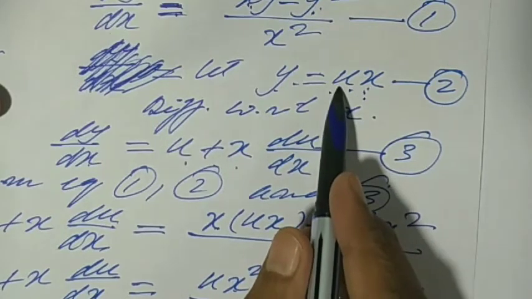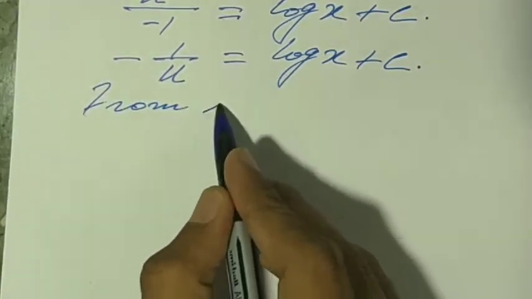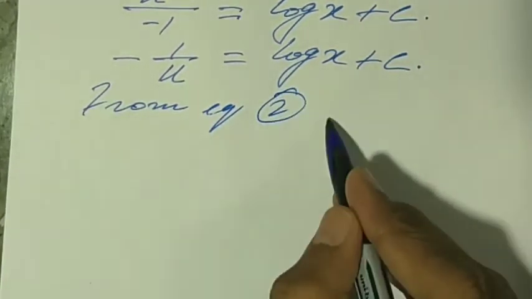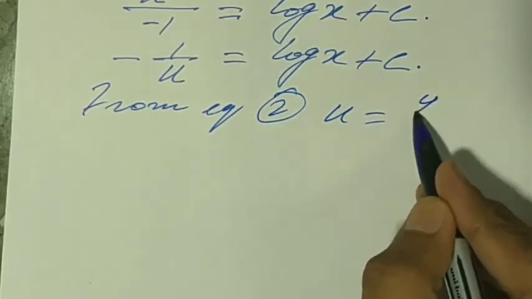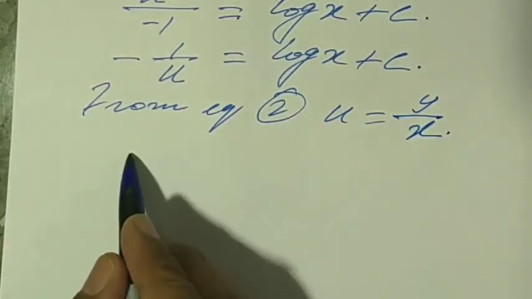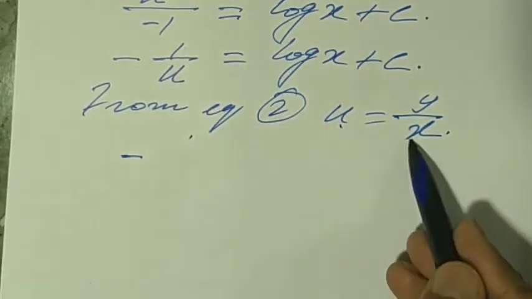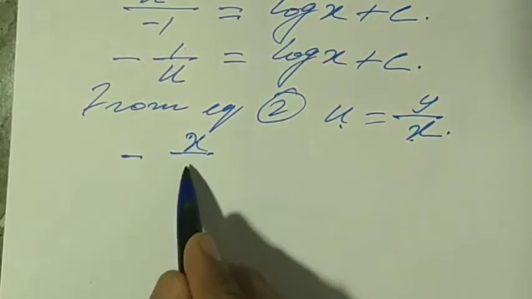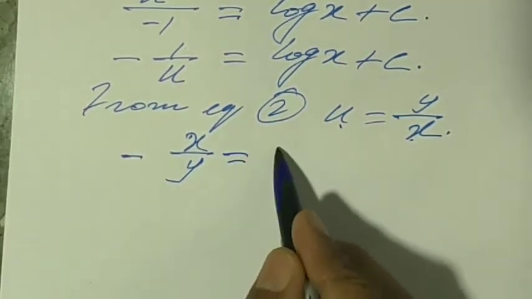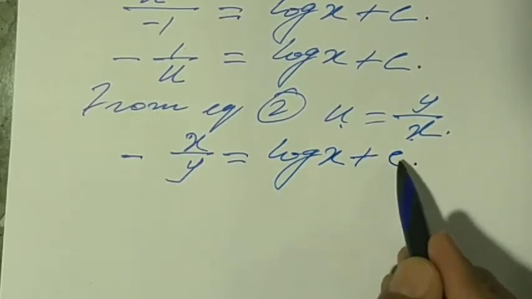If we find the value of u, that will be y upon x. So from equation 2, u is equal to y upon x. So write it down, minus 1 upon u, that is the reciprocal of u, that will be x upon y. So minus x upon y is equal to log x plus c.